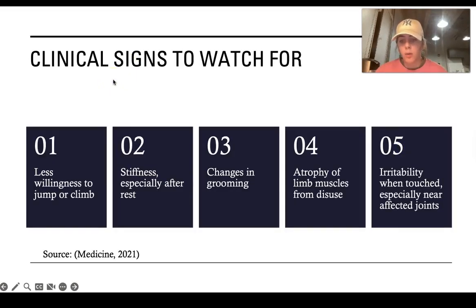So, clinical signs to watch for: instead of obvious limping, cats with OA tend to show subtle behavior changes. These can include less willingness to jump or climb, stiffness, especially after rest, changes in grooming, particularly over the back or epaxial muscles, atrophy of limb muscles from disuse, and irritability when touched, especially near affected joints. You may also notice a reduction in flexion and extension of the joints, or trouble adducting or abducting a limb, which means moving it toward or away from the body.